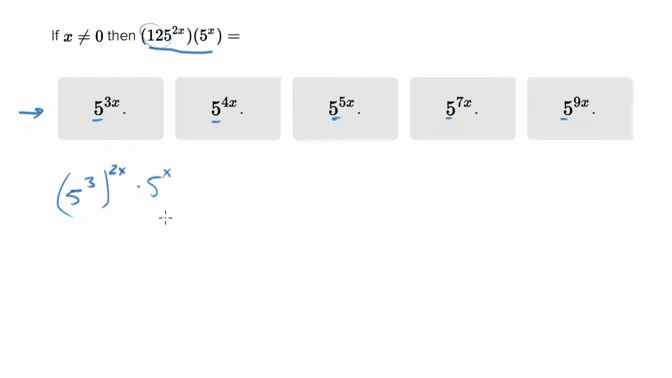From here on out, it's really just knowledge of the rules of exponents that'll get you to the answer. If you have an exponent to an exponent, you can just multiply those. So this becomes 5 to the 6x times 5 to the x. If you have two terms that are both exponential multiplied together and you have the same base, this is called a common base rule, you can simply add the exponents. So this is equal to 5 to the 6x plus x, which is equal to 5 to the 7x. And that will be your answer.